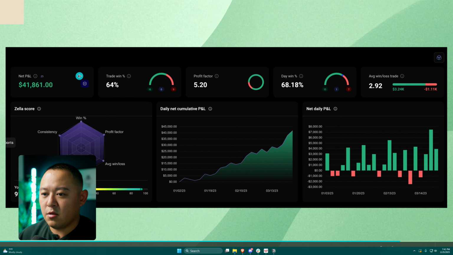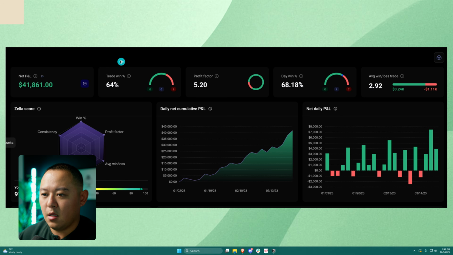As you can see here, the trade win percent is 64%. So yes, they do lose on trades, and they lose a fair amount of them. 4 out of 10 trades they're losing. But the key here is the profit factor and the average win to average loss. You can see here that they were risking roughly $1,000 on each trade, but their average winner was much higher than that. Their average winner was roughly $3,000.